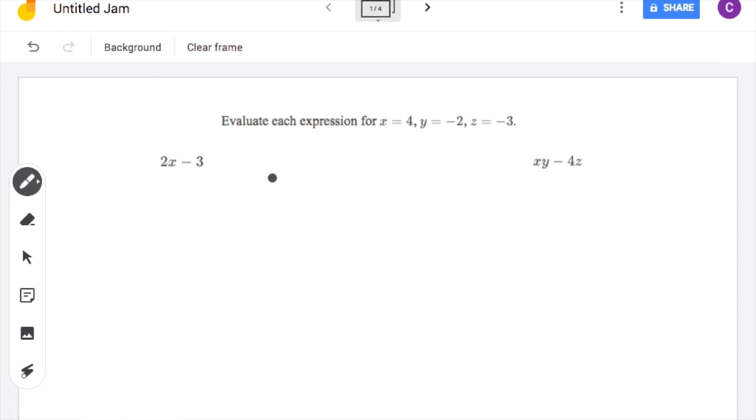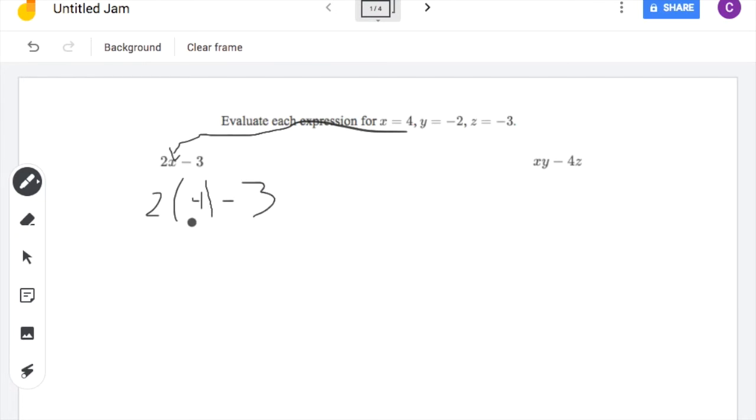So for instance, for the first one, they stated 2x minus 3. And they told you that x is equal to 4. So basically what that means is whenever you see an x, you're going to plug in 4. So basically it's going to be 2 times 4 minus 3. And that's how you evaluate the expression.